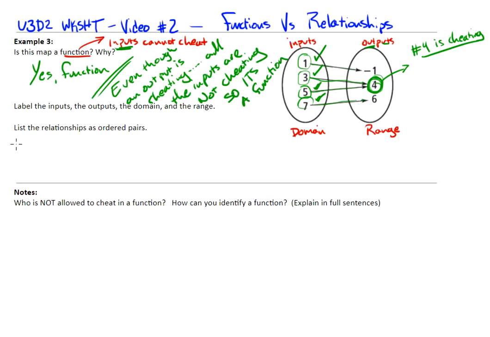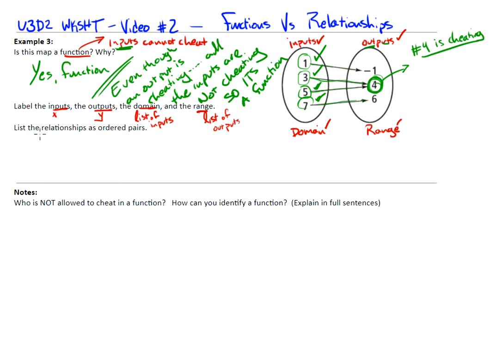There we go. Oh, we jumped the gun here. So it wants me to label all of my inputs. That's been done. Outputs, that's been done. Domain, done. And range, done. Remember, inputs are all my x values. Outputs are all my y values. Domain is the list of all inputs. And range is the list of outputs.